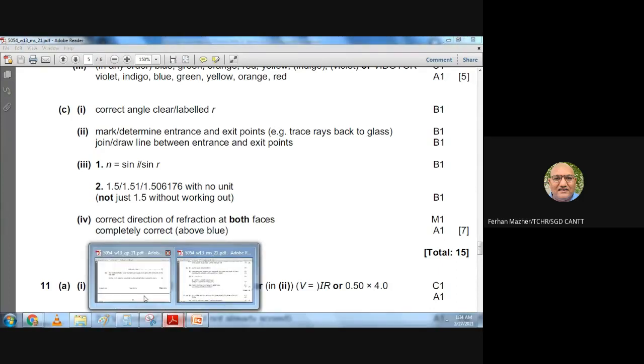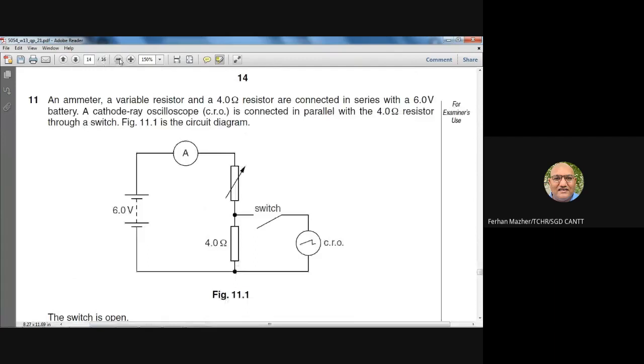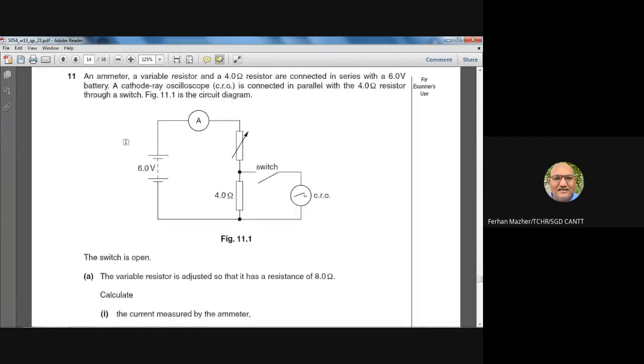Now we are moving to question number 11. Here we go. Question number 11. An ammeter, a variable resistor, and a 4 ohm resistor are connected in series with a 6-volt battery. A cathode ray oscilloscope (CRO) is connected in parallel with the 4 ohm resistor through a switch. Figure 11.1 is the circuit diagram.